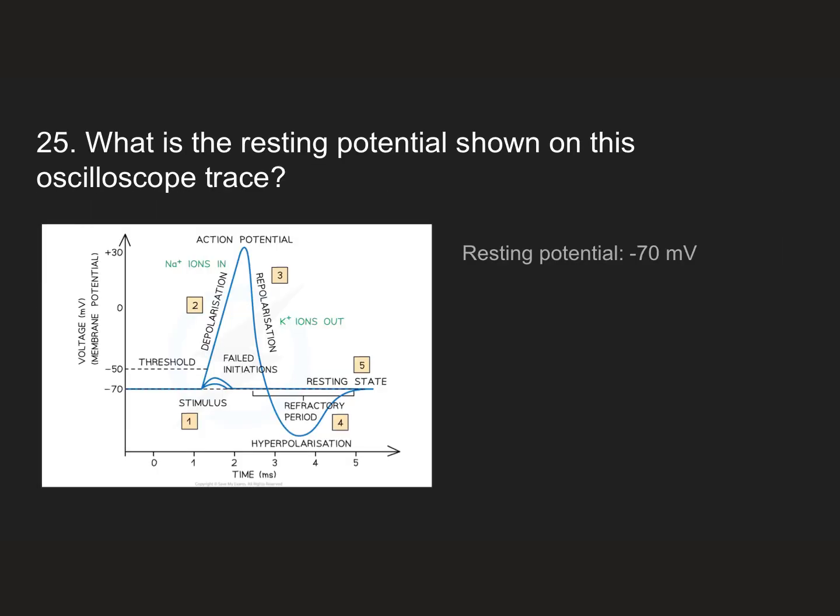It says, what is the resting potential shown on this oscilloscope trace? An oscilloscope measures this activity. The resting potential is negative 70 millivolts, and I'm going to show you where it's at right here. This little line in yellow that I just drew is the resting potential. It's right at negative 70 millivolts. You have to include the sign and the unit, please. That is something that they require on the IB exam.